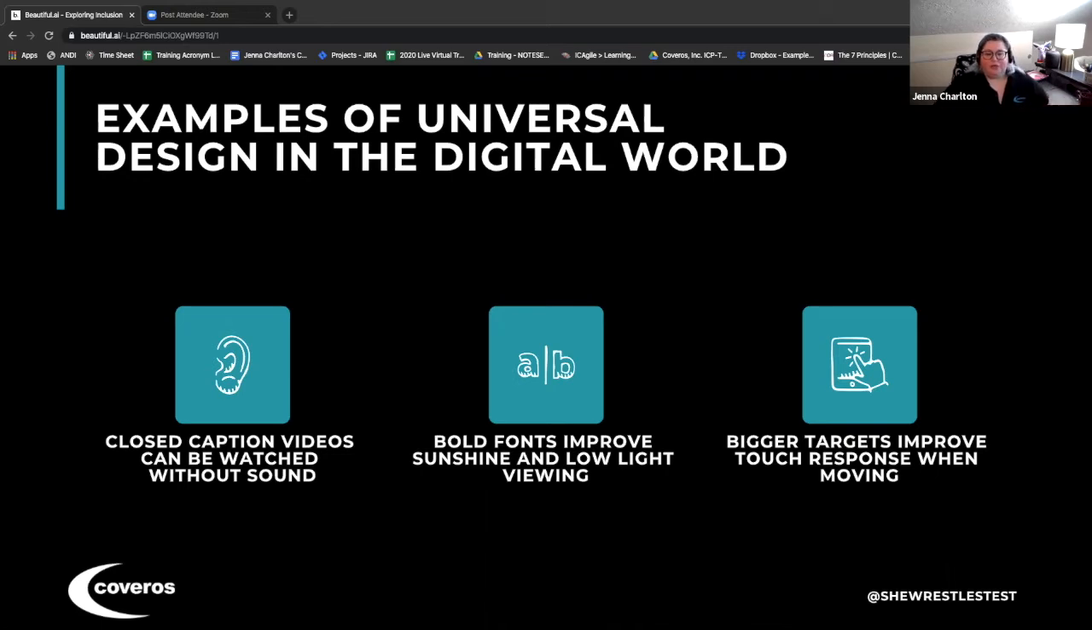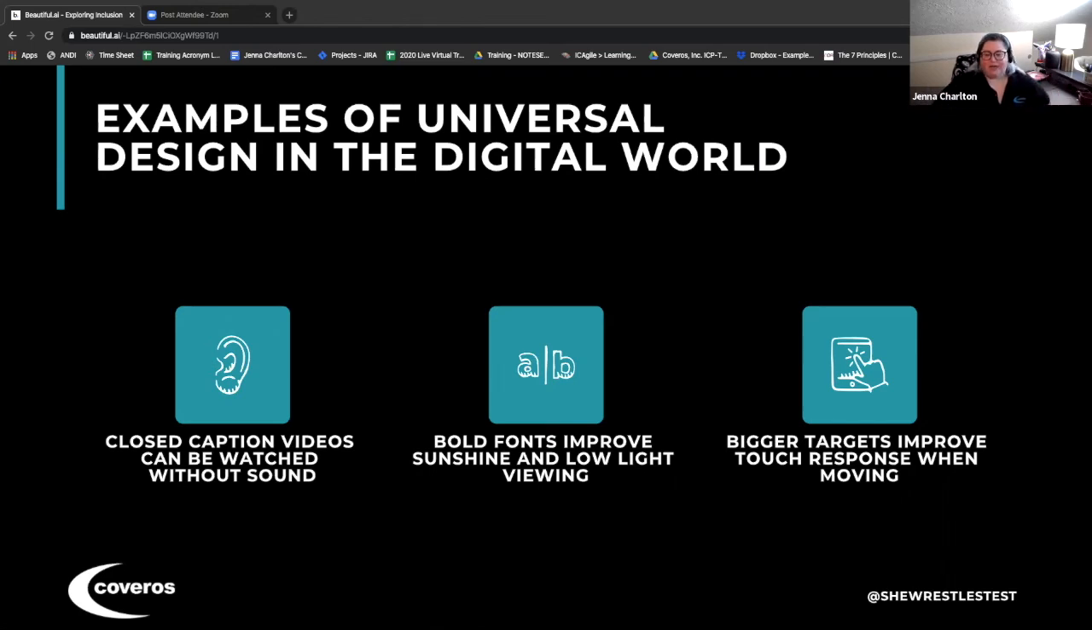Bold fonts. Bold fonts were intended for people who have low vision or who have color contrast issues so that they can see those words and letters better. But it certainly makes things better for all of us because bold fonts help us improve viewing in highlight situations like sunshine or low light situations. So again, something intended for the disabled world that has made things better for everybody.